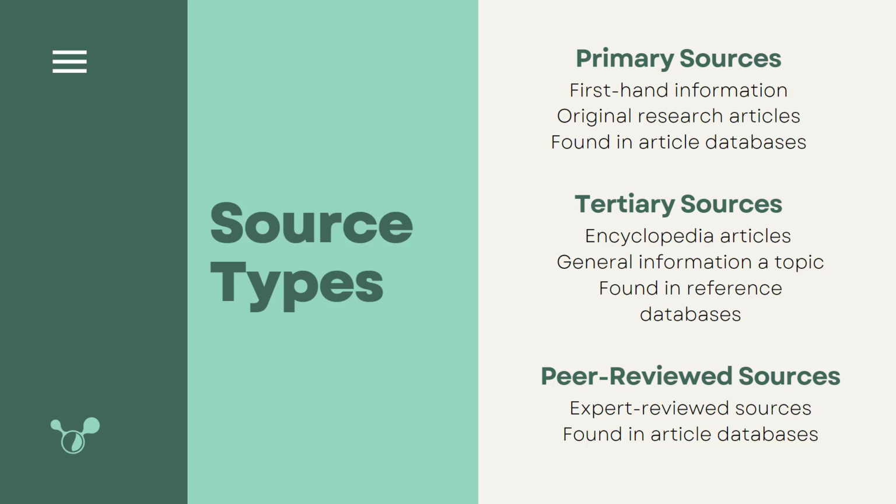There are three main types of sources that you will use for your assignment. The first is primary sources, which can include original research studies, case studies, or other first-hand information. These sources can be found through article databases.